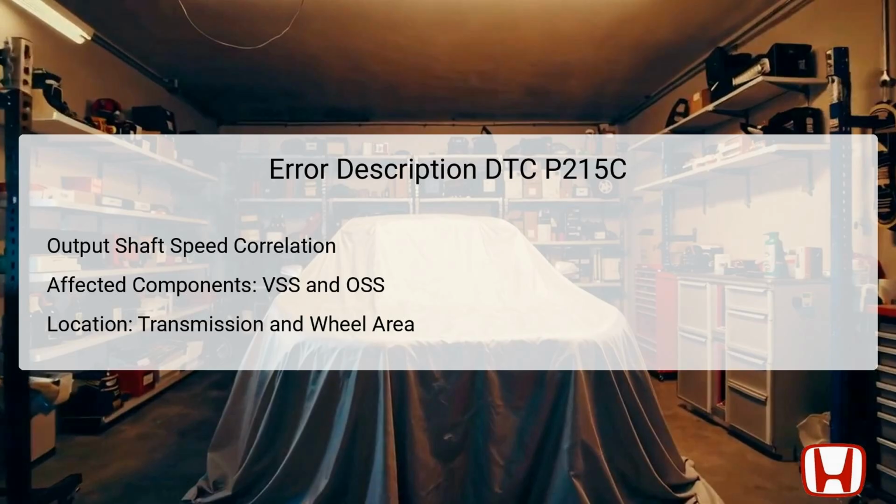The OSS is essential for understanding how fast the transmission's output shaft is spinning, while the VSS calculates the car's overall speed based on wheel revolutions. Both sensors communicate with the engine control module, ECM, to ensure correct transmission operation and vehicle stability. The OSS is typically located on the transmission, often on the gearbox housing, while the VSS is usually near the wheel assembly. When these two readings do not align, it can cause erratic shifting patterns and might impair the vehicle stability assist (VSA) system, leading to reduced control or potential safety risks.